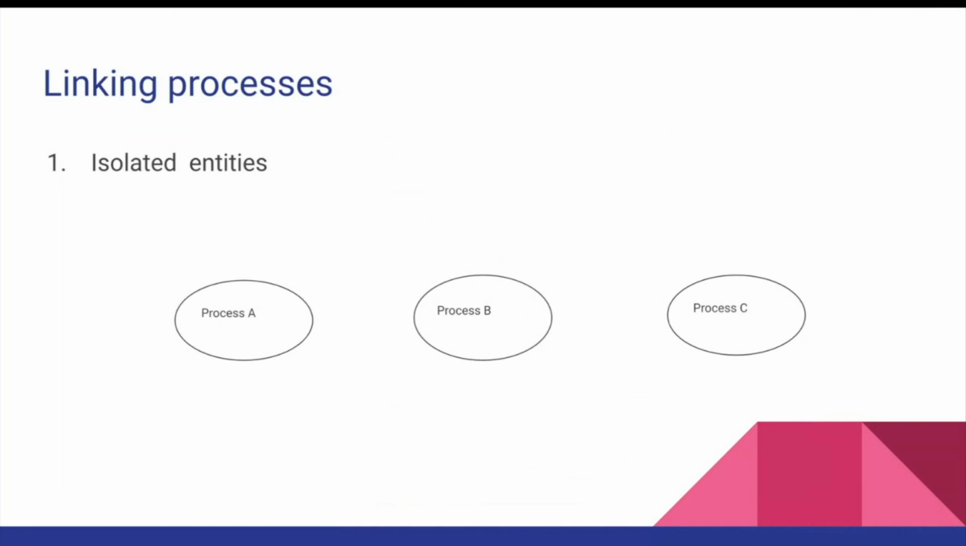When we talk about processes, we understand them as isolated entities where code execution happens. Here we have process A, process B, and process C, which are isolated, and they all have their specific task, which is specified to them to perform.